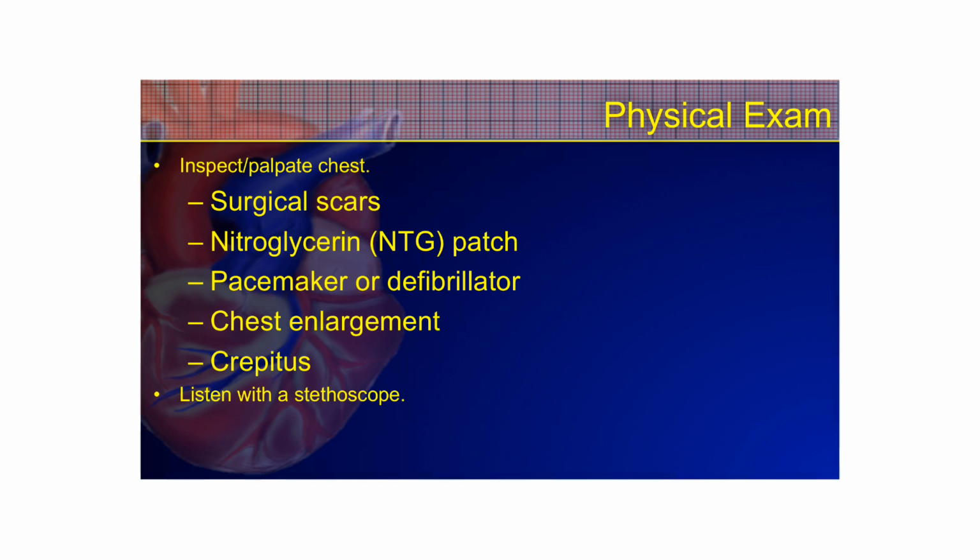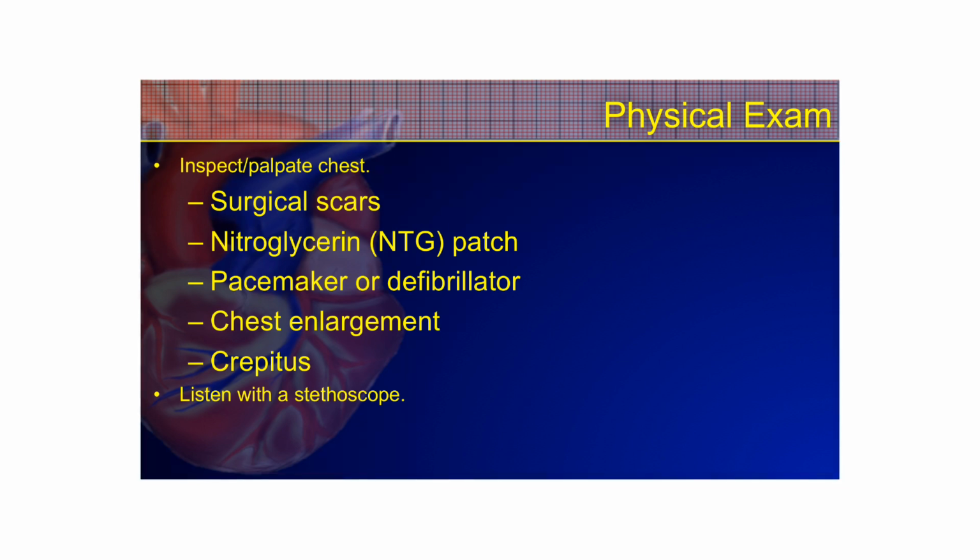All right, moving down from the neck to the chest, you're going to inspect and palpate the chest, of course. Look for surgical scars indicating any previous cardiac surgery, your big zipper scar down the middle of the chest indicating a CABG. Check for a nitroglycerin patch on the skin. Sometimes people forget they even have them on. That could be the explanation for syncope, low blood pressure, that kind of thing. Look for a pacemaker or an implantable defibrillator.